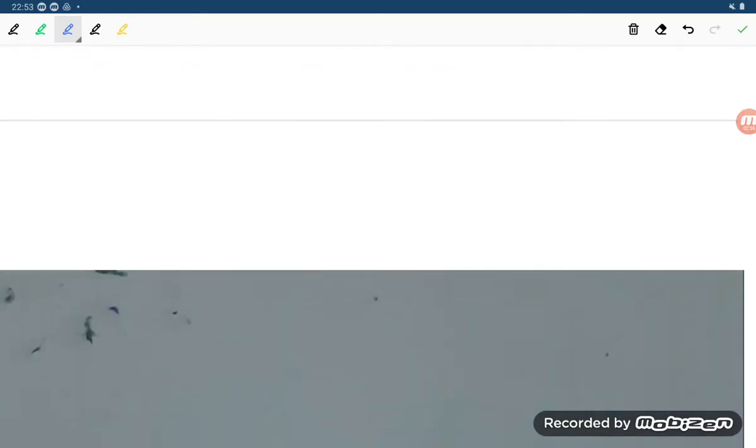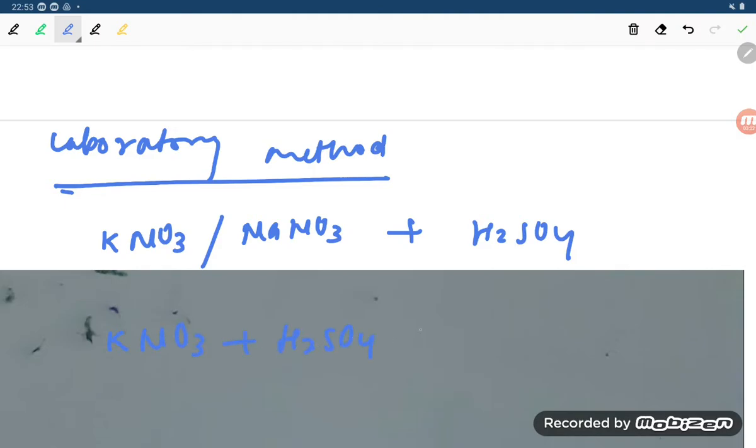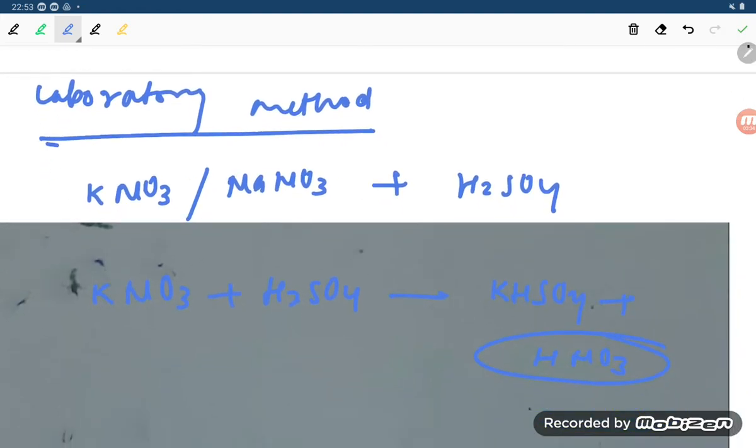So, dear students, what we studied first is the laboratory method. It is prepared from sodium or potassium nitrate, KNO3 or NaNO3, plus H2SO4. You can write the equation: KNO3 plus H2SO4 gives KHSO4 plus HNO3. So this is nitric acid.